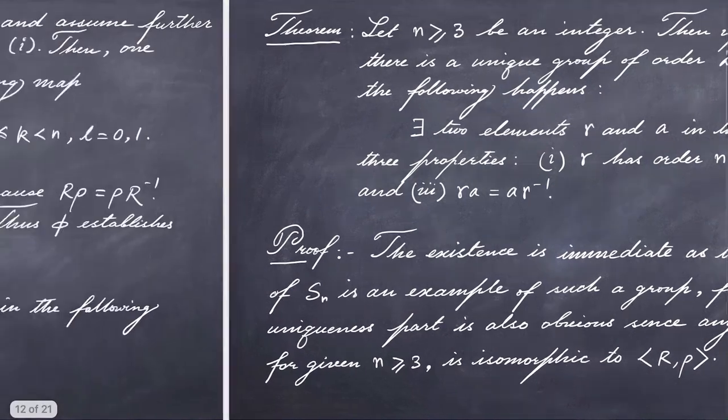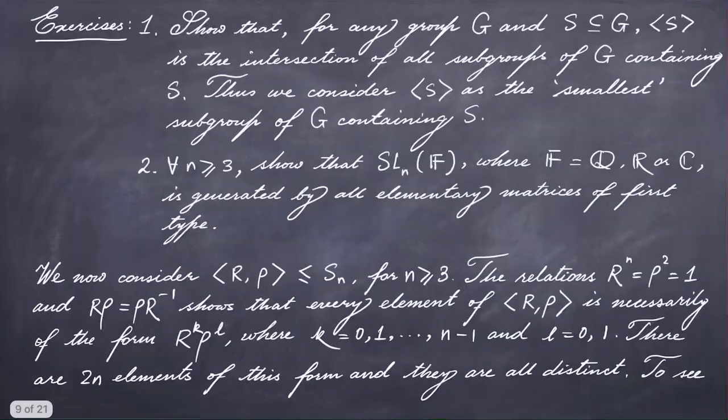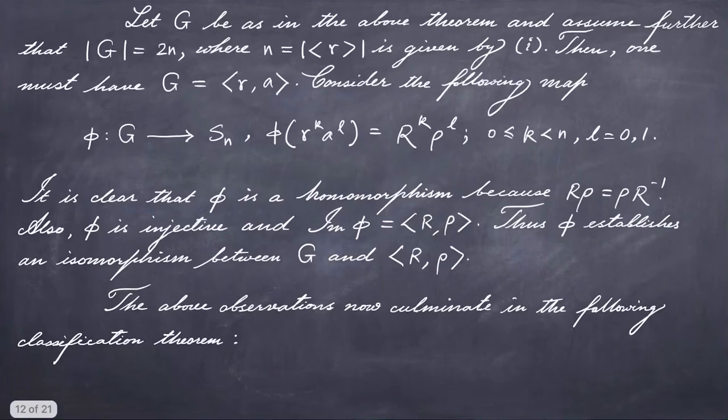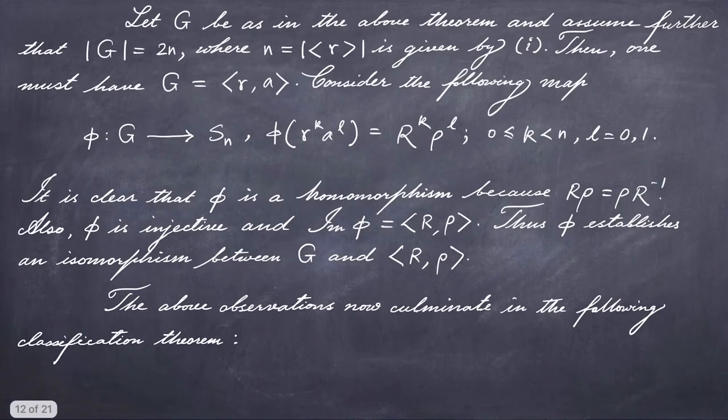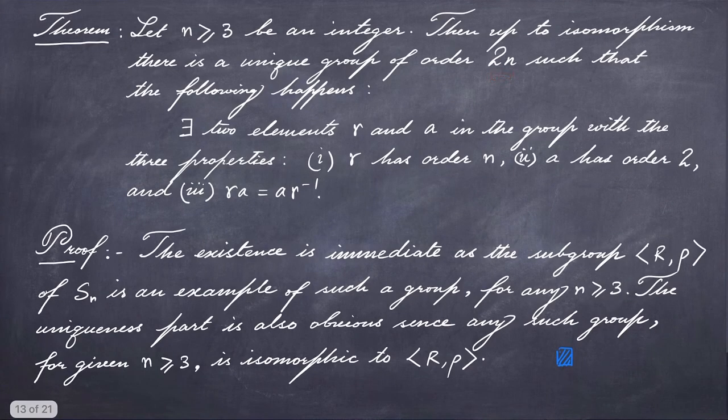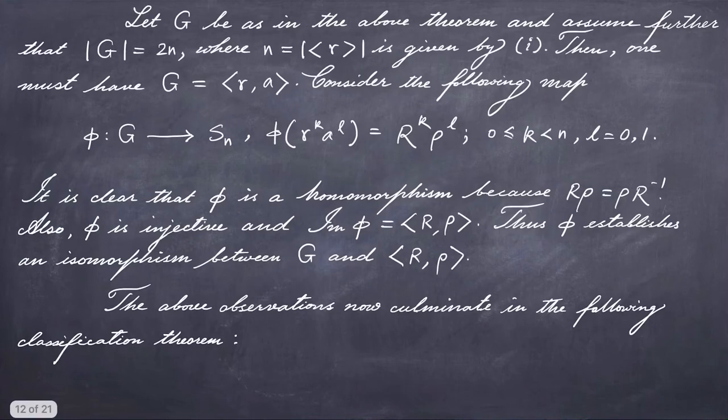That's obvious, because we have already observed that inside Sn, the subgroup generated by R and rho has these properties. So there is nothing more to say about the existential part. The uniqueness part is what we have discussed over here. That is, if G is a group of order 2n having two elements R and a with these three properties, then we obtain an isomorphism between G and the subgroup of Sn generated by R and rho.